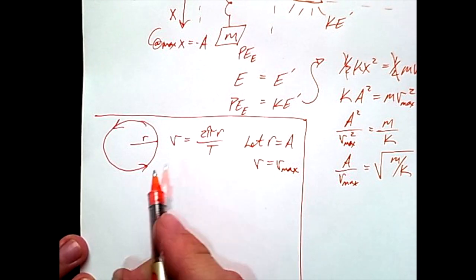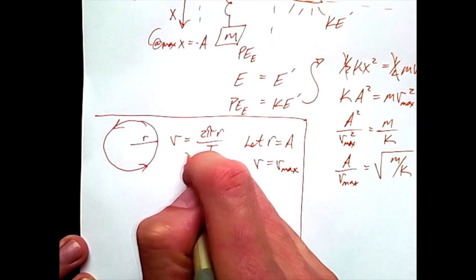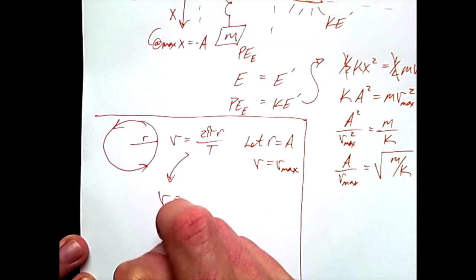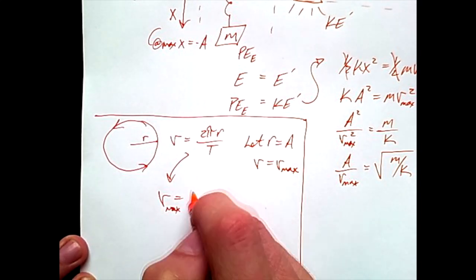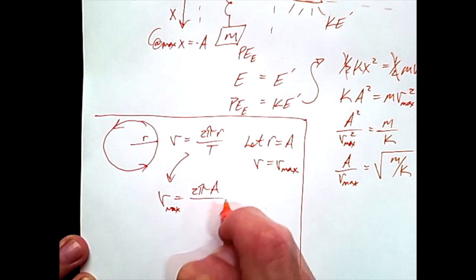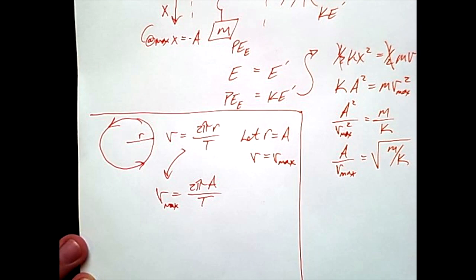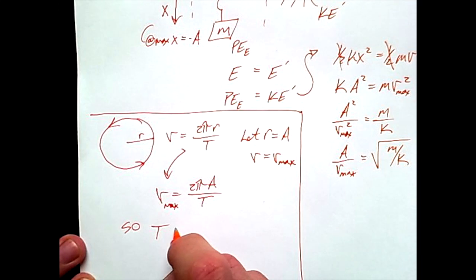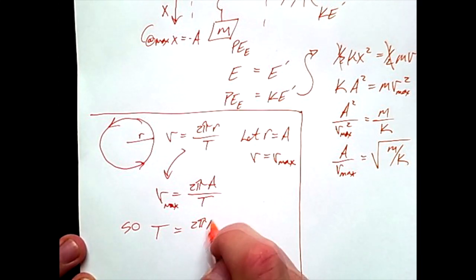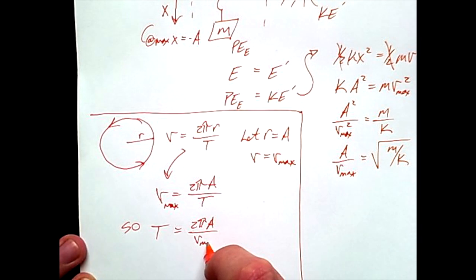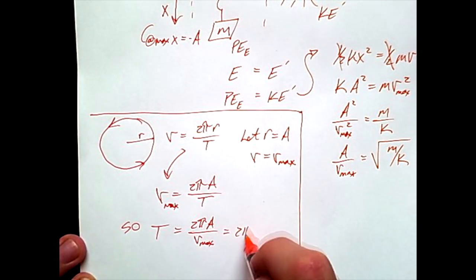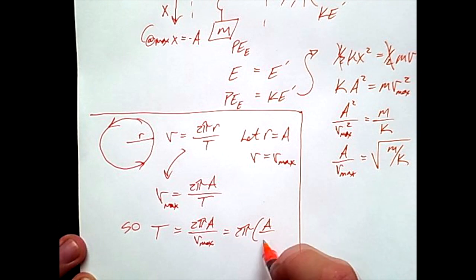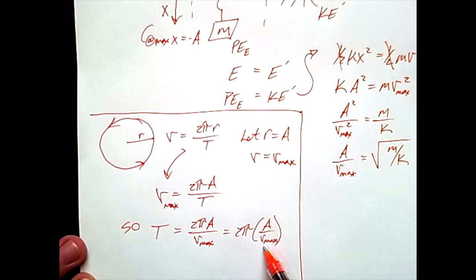Given that characteristic then, we know that based on this formula, v as v max would be equal to 2 pi times a divided by t. So, in combining and solving, we can solve this for t, and we end up with a period that is equal to 2 pi times a divided by v max. And if we go ahead and separate this as 2 pi times the quantity a divided by v max, we notice that the period is a function of these motion characteristics.